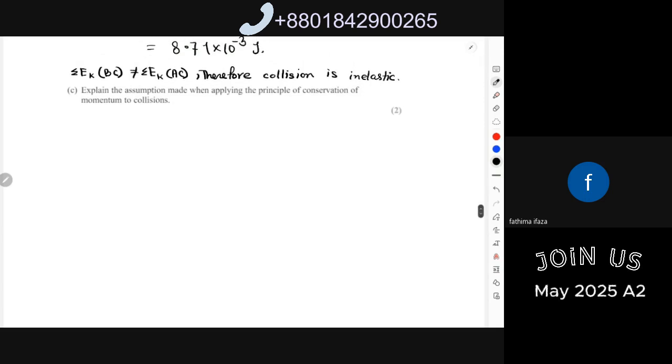Oh, wait, no. They're saying explain the assumption made when applying the principle of conservation of momentum. We need to explain the assumption. The assumption was that the kinetic energies before and after collision were conserved. And we need to explain why that was important, why your kinetic energy before and after collision should be conserved. That is because if kinetic energy is conserved, then momentum is also conserved according to the equation.